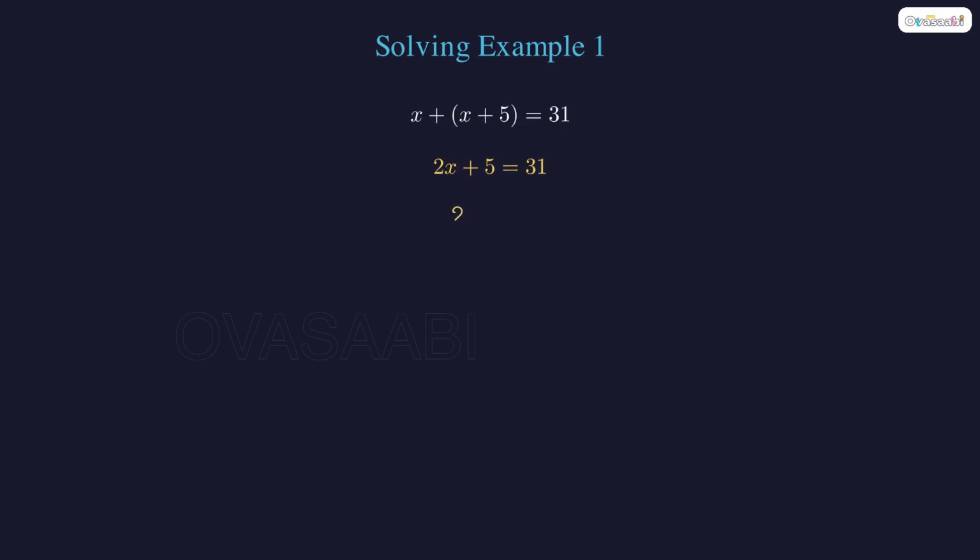Add their ages. x plus x plus 5 equals 31. That gives 2x plus 5 equals 31. Subtract 5, then divide by 2. Binta is 13 and Amina is 18. Always check. 13 plus 18 is 31.